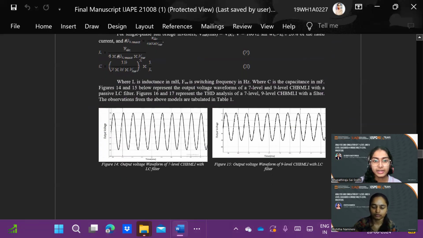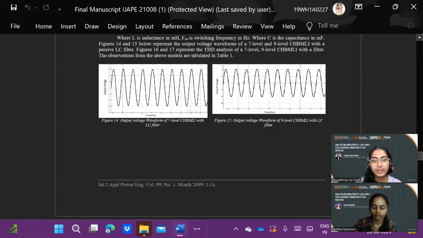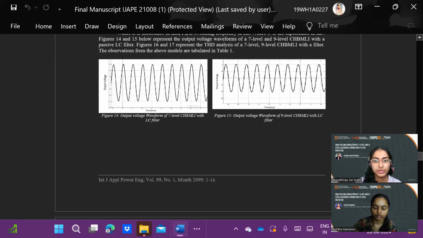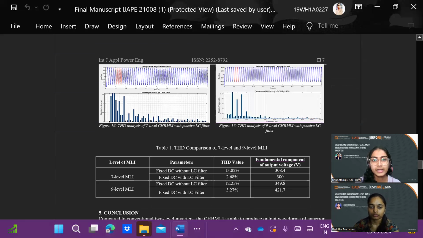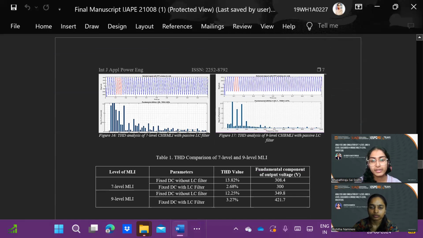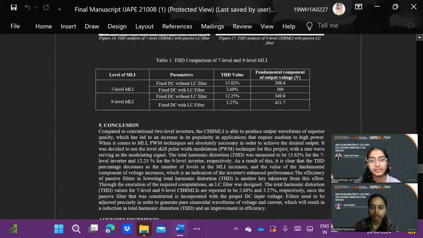Moving on, these are the waveforms. As we can see, both are almost sinusoidal, which shows that the harmonics are reduced to a great extent. And the THD analysis of 7 and 9 level CHBMLI after connecting a filter, everything is documented in this table. You can see it is around 2.68 and 3.27%, which is according to IEEE standards.